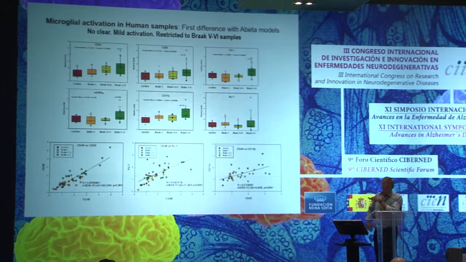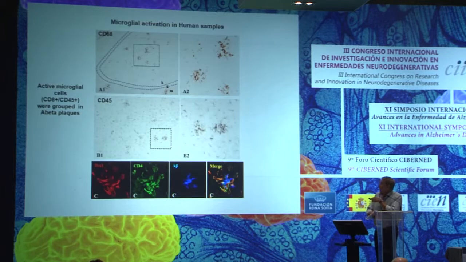Therefore, the microglial cells could be active just in the Alzheimer's disease population. These active cells could be visualized by immunohistochemistry using CD68 or CD45, and these active cells are grouped, probably around or surrounding A-beta depositions.